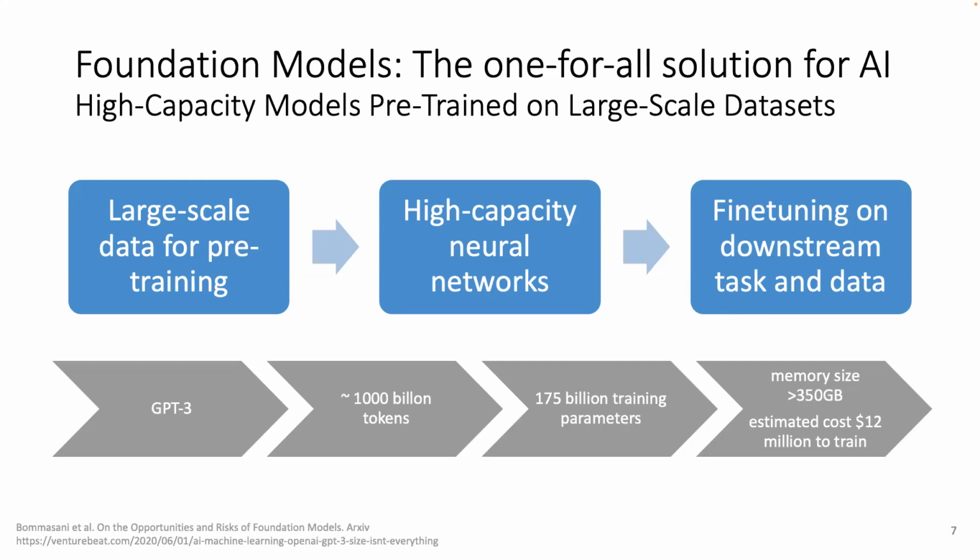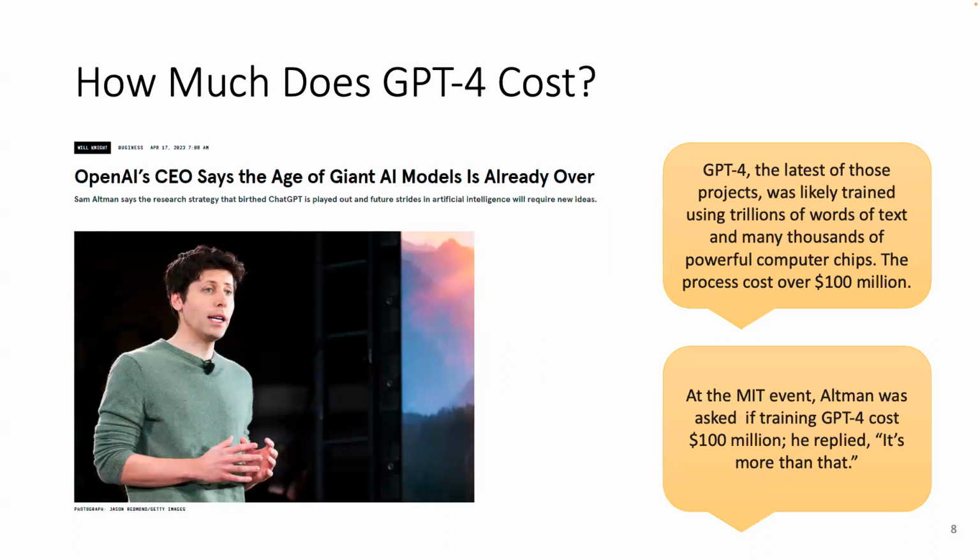GPT-3 is a foundation model that was trained with about 1,000 billion tokens, and it has 175 billion training parameters. So the memory size just to load that model is greater than 350 gigabytes. If you use cloud computing resources to estimate the training cost, it will probably cost about 12 million to train. That is how costly it is to train one foundation model.